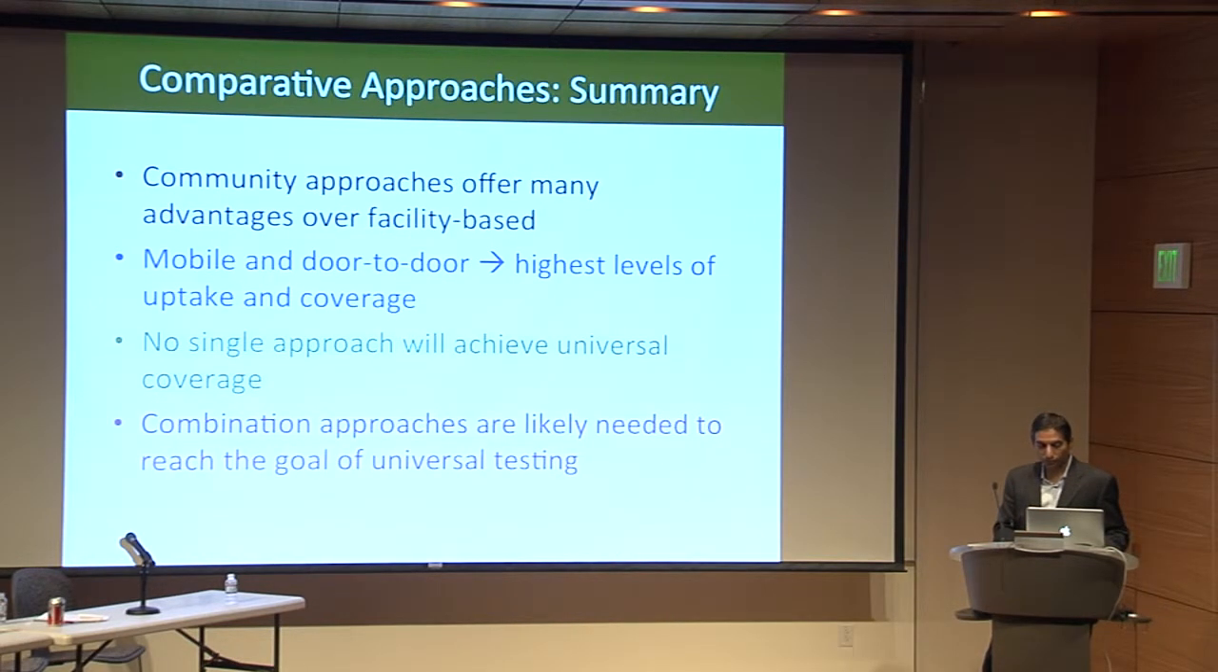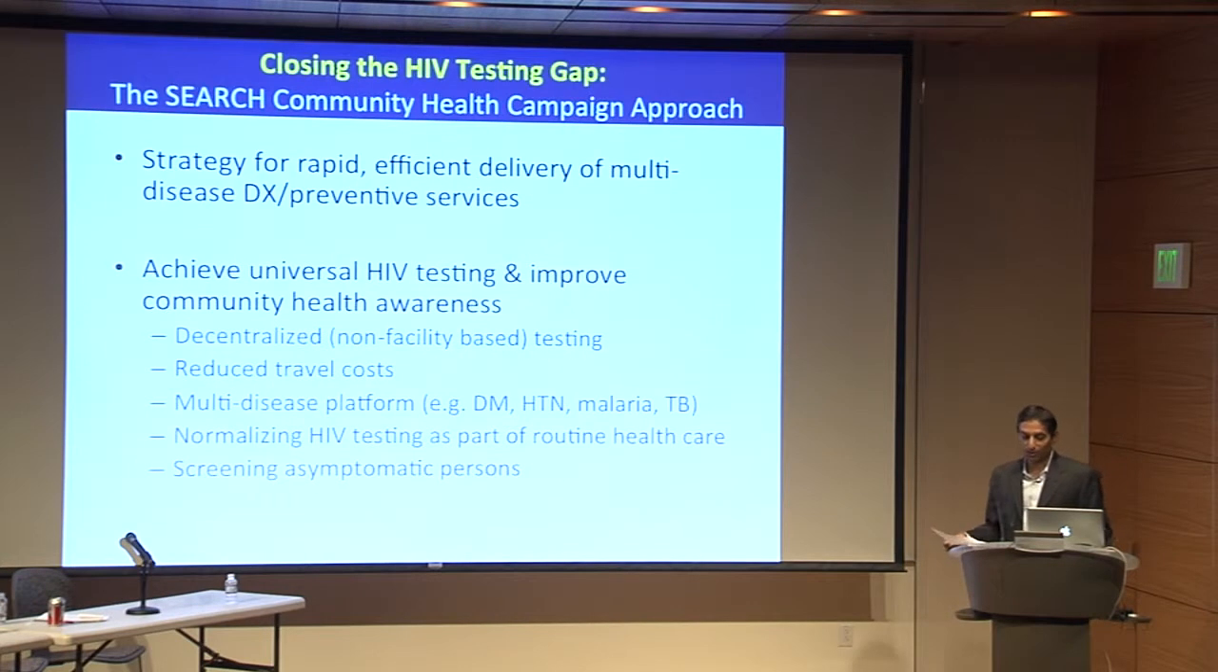So a summary of these comparative approaches, just the takeaway message are that the community-based approaches offer many advantages over facility-based approaches. Mobile and door-to-door testing get the highest rates of coverage. But really importantly, I don't think any single approach is going to be an answer to the front end of a test and treat strategy, and combination approaches are likely going to be needed.